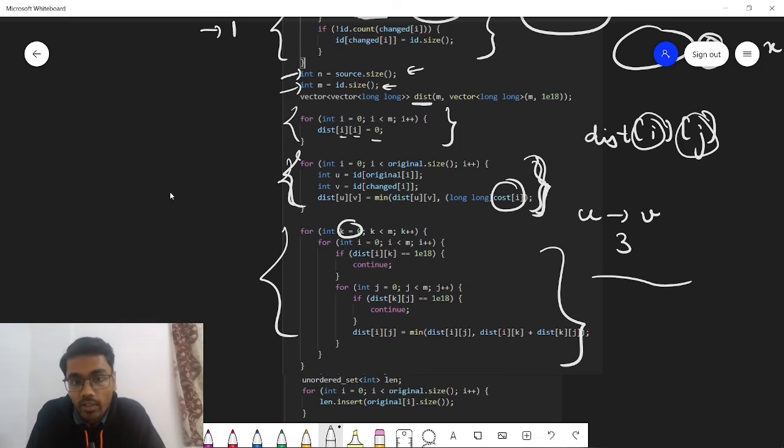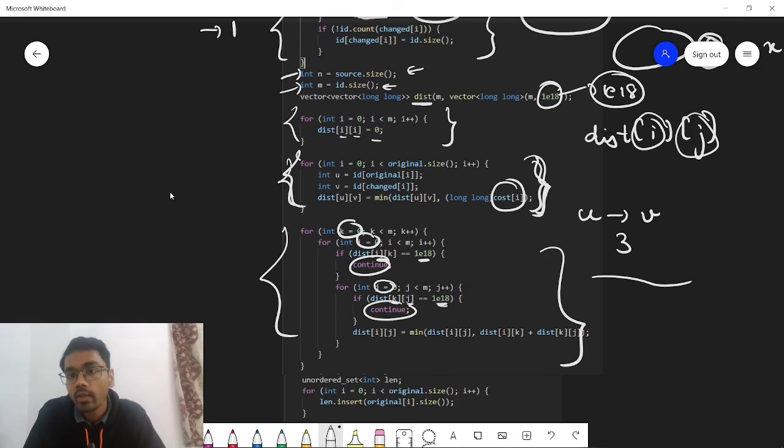So k will be the intermediate string, i will be the source string, and j will be the destination string. If distance of i comma k is equal to 118, that means till now no minimum value is possible, so continue. Similarly, if distance of k comma j is equal to 118, continue, there is no minimum value possible because we have initialized everything with 118.